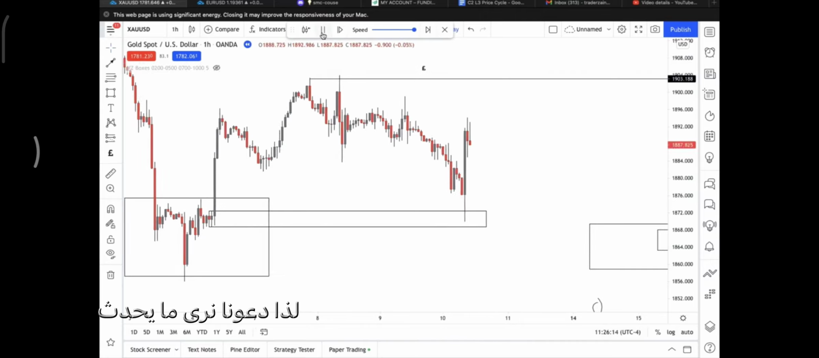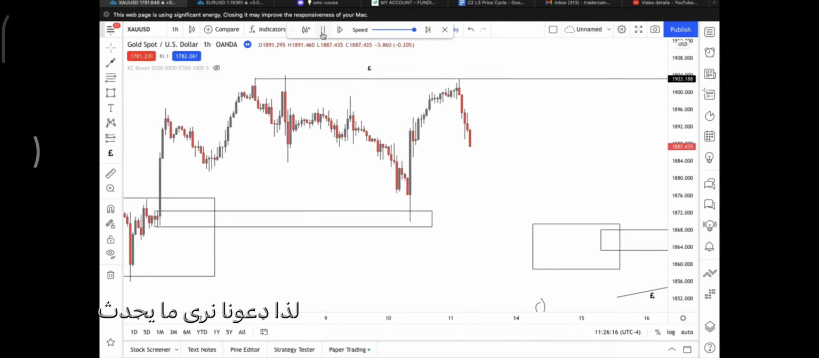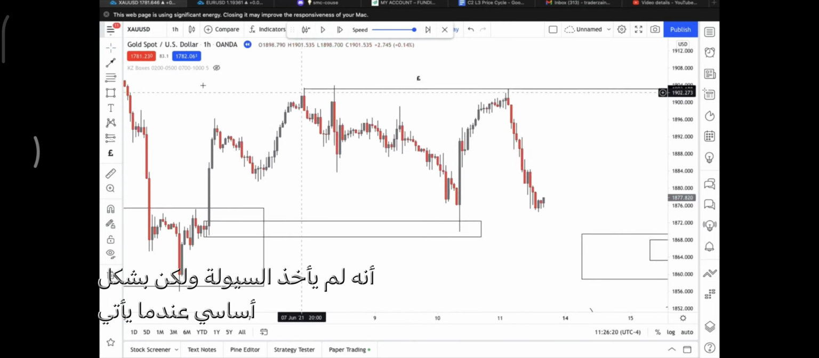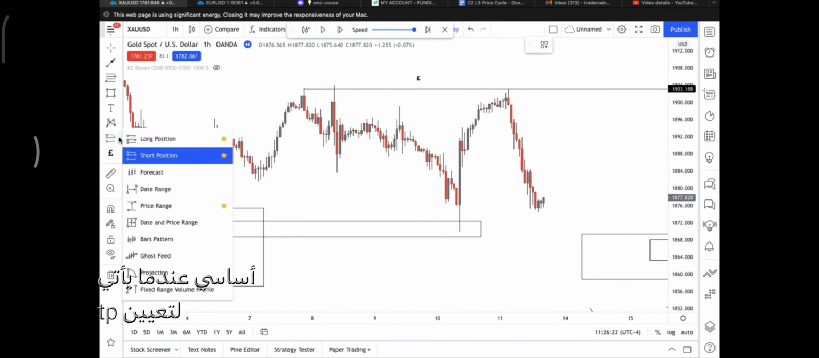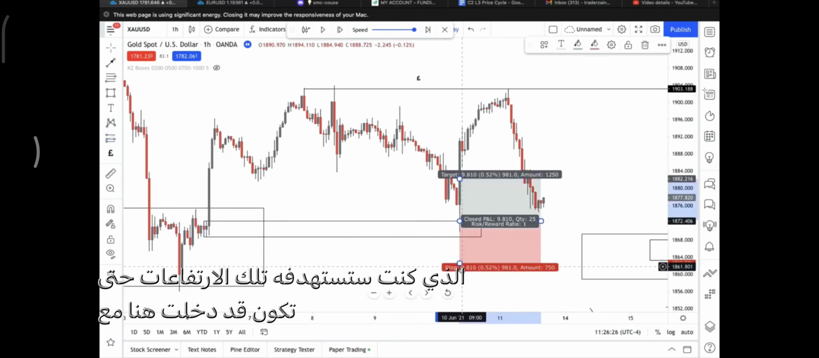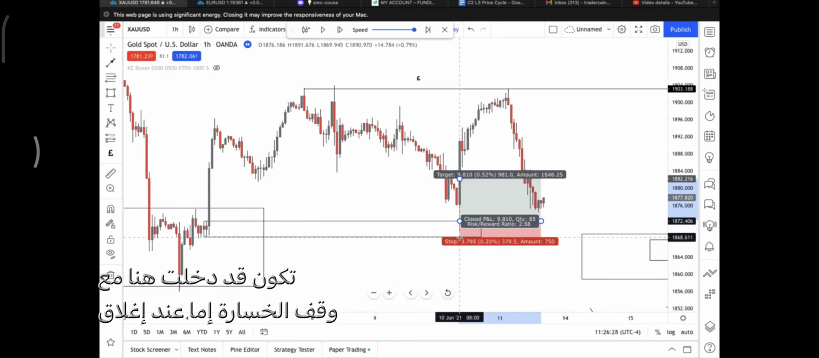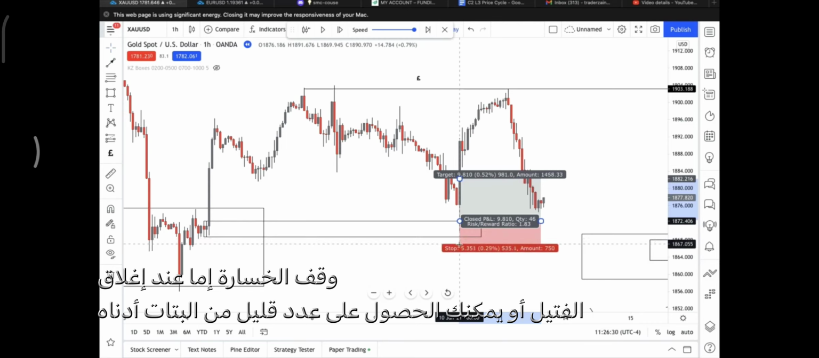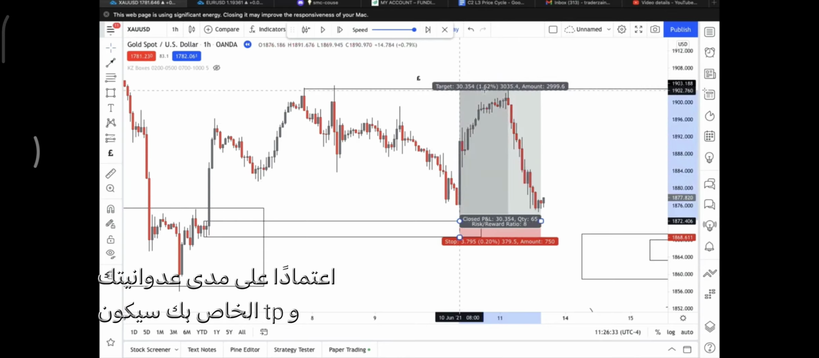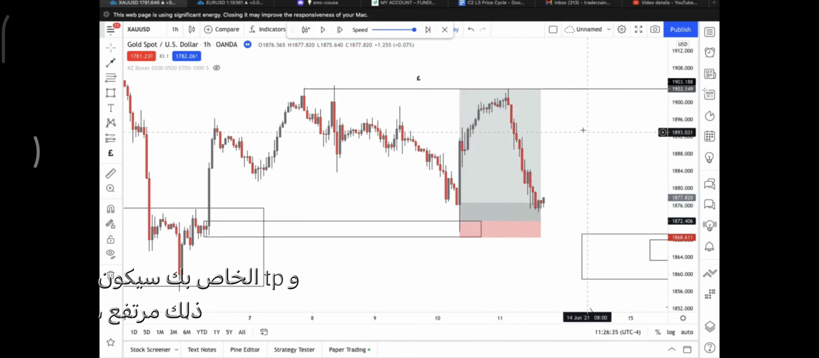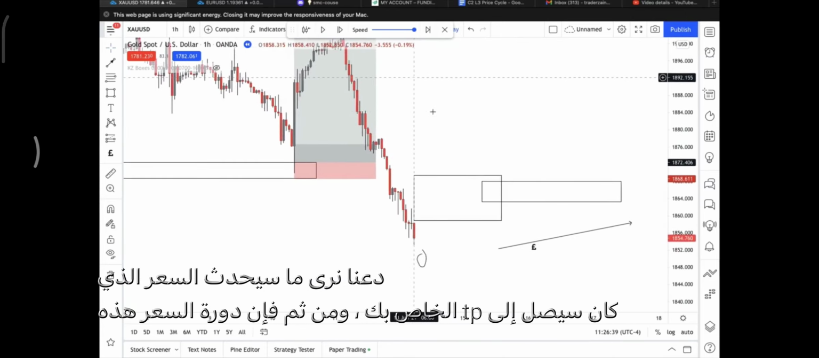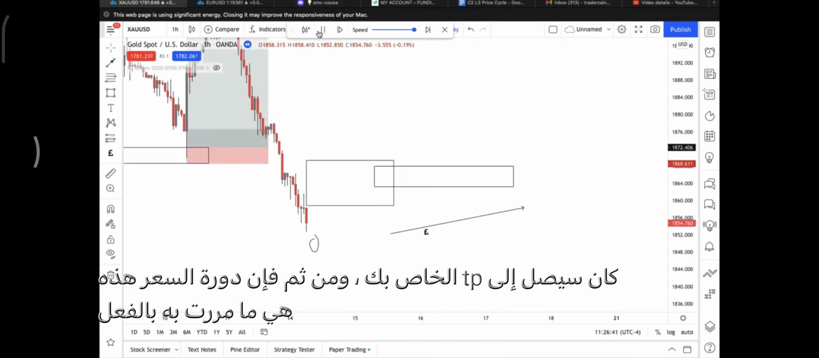So let's see what happens. It didn't take out the liquidity, but essentially when it comes to setting the TP, you would have targeted those highs. So you would have entered right here with your stop loss, either at the close of the wick, or you can have it a few pips below, depending on how aggressive you are, and your TP would have been that high. Let's see what happens. Price, that would have hit your TP, and then that price cycle is what I went through already with you guys.